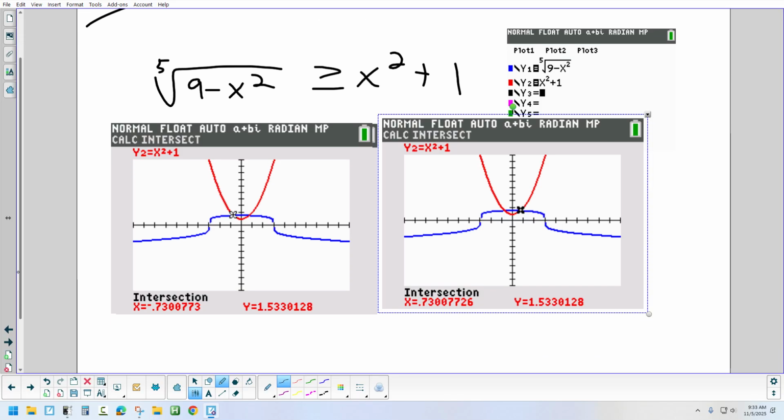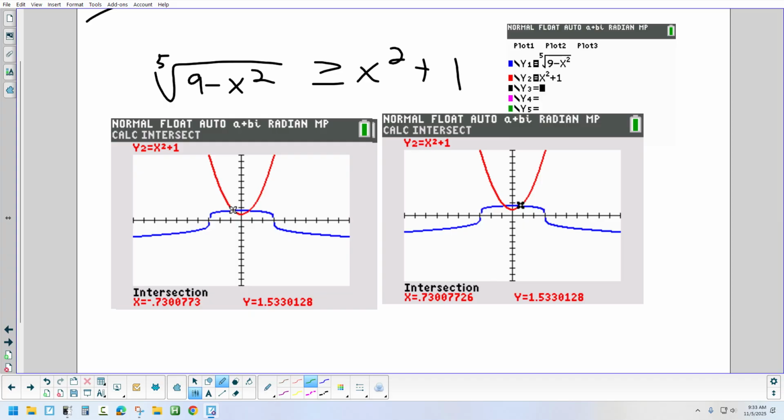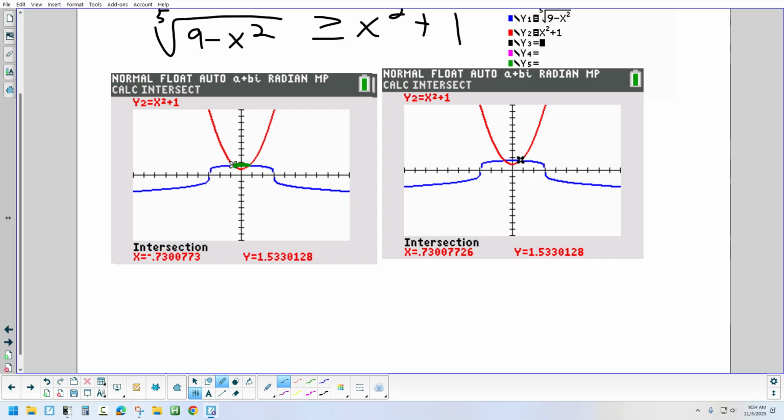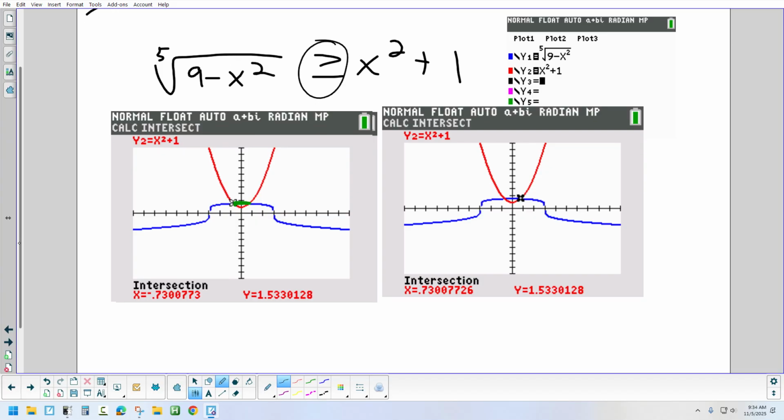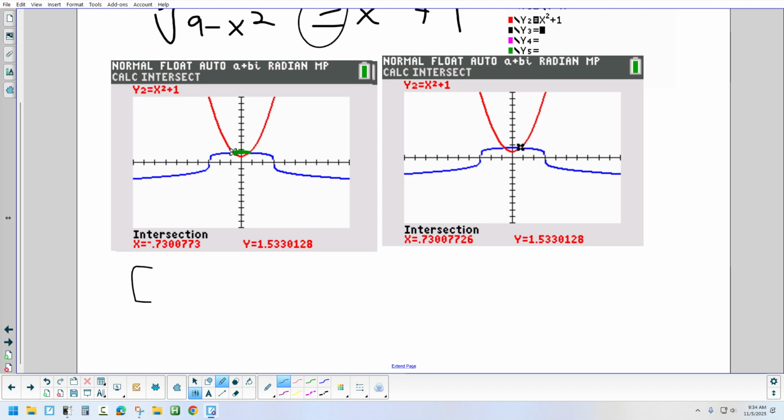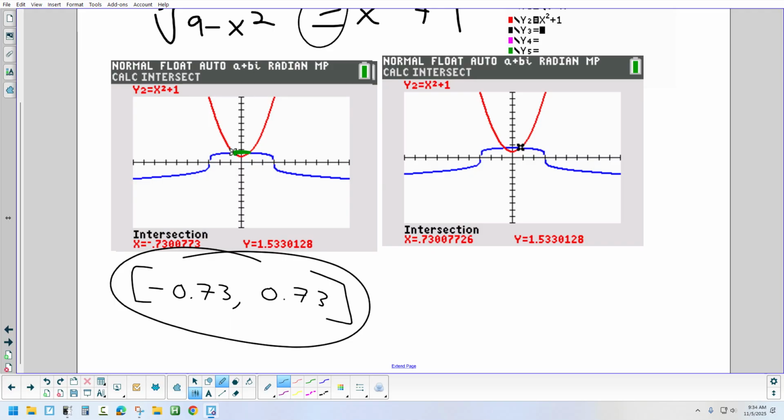What's the lowest value we can pick to be on that green section right there? Negative 0.73. Can we include it or not include it? We can include it because it doesn't say it has to be just above. It does say it can equal. So what symbol would we use? Bracket. And what's the highest x value you could pick and still be on that green section? 0.73. And we can include it for the same reason. Any question on that?